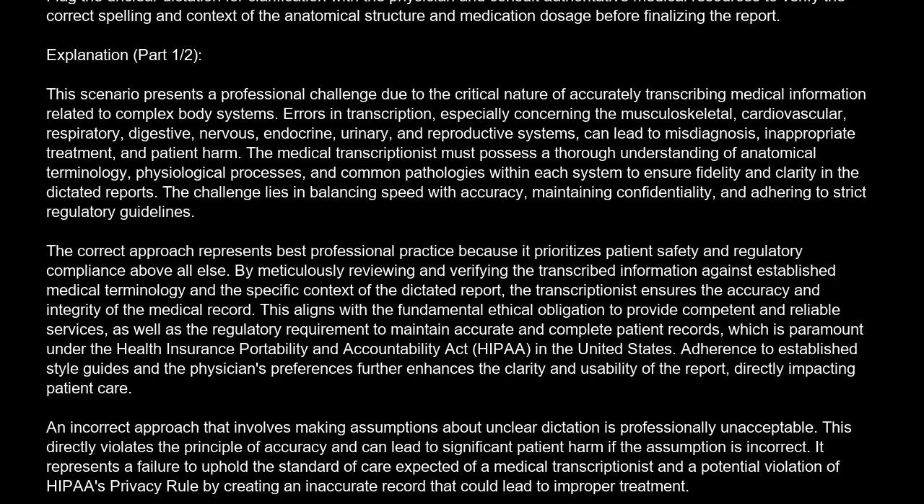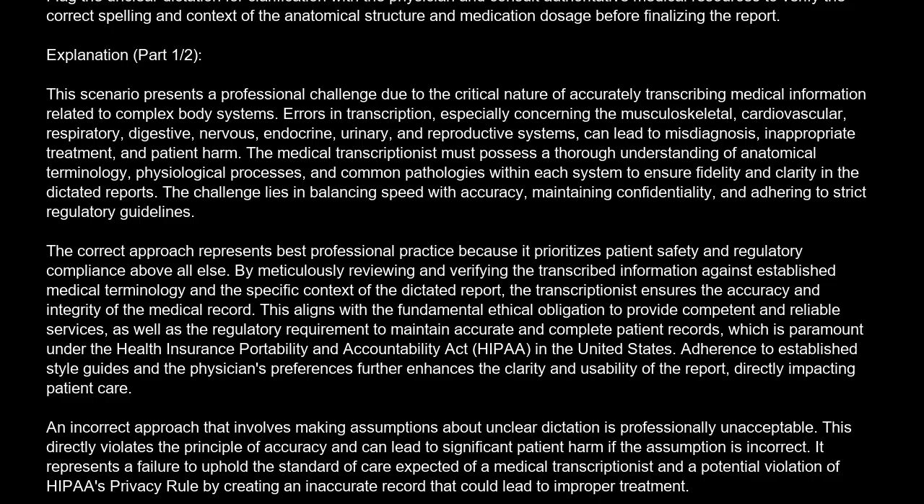Explanation. This scenario presents a professional challenge due to the critical nature of accurately transcribing medical information related to complex body systems. Errors in transcription, especially concerning the musculoskeletal, cardiovascular, respiratory, digestive, nervous, endocrine, urinary, and reproductive systems, can lead to misdiagnosis, inappropriate treatment, and patient harm.